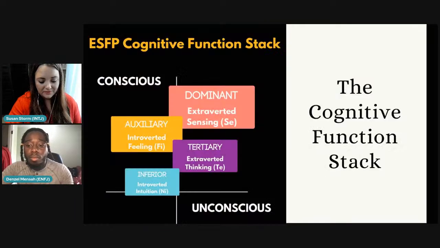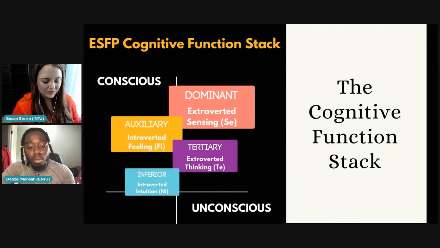So this is the 5th function in your stack. This is how you'll commonly see the function stack online. This is an ESFP cognitive function stack. And as you can see, there's the dominant, auxiliary, tertiary, and inferior. These are your 4 primary functions. The opposing role would be the 5th function. It's not shown here. This would be further into your unconscious.